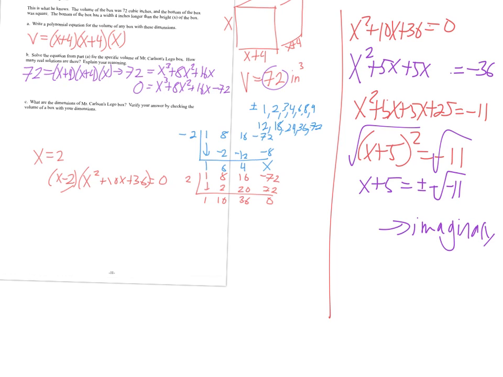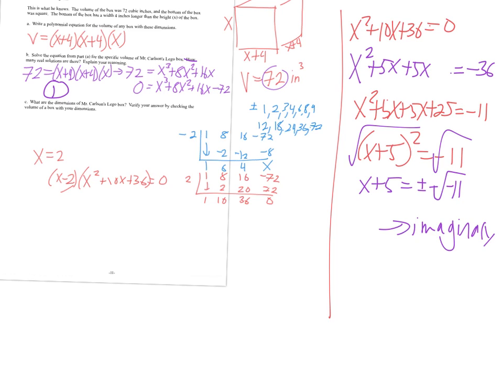That's interesting. That means that x equals 2 is our only valid length for a side. You might notice that the second part of this question is how many real solutions are there? There's only one real solution. The others are imaginary, and those are numbers that just don't work for this box.